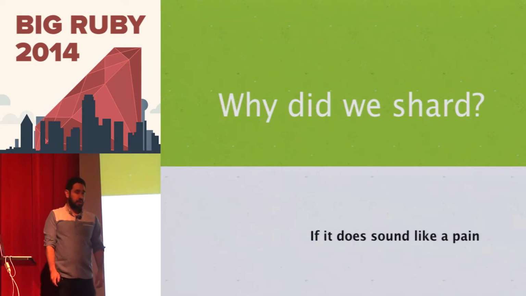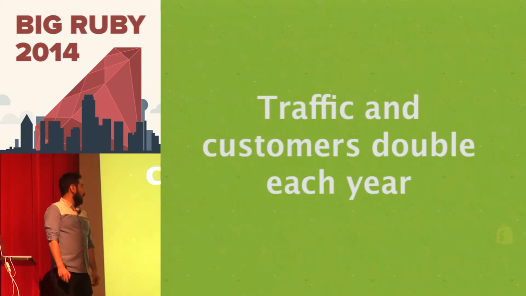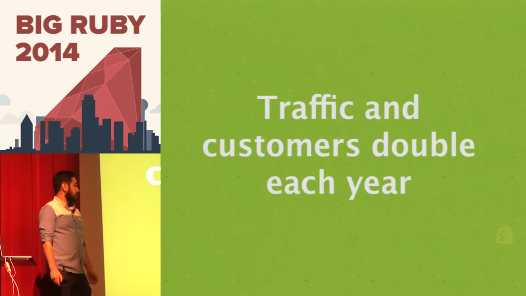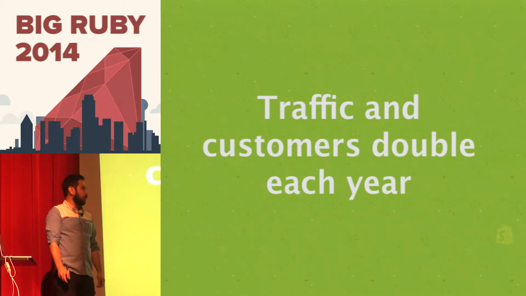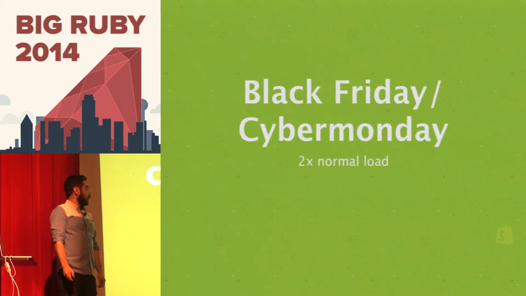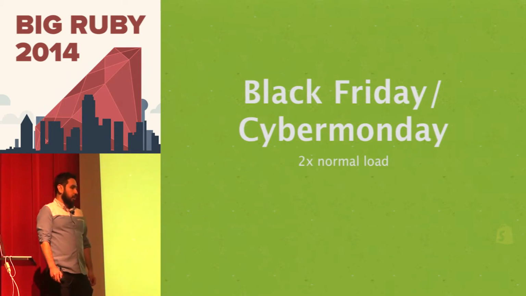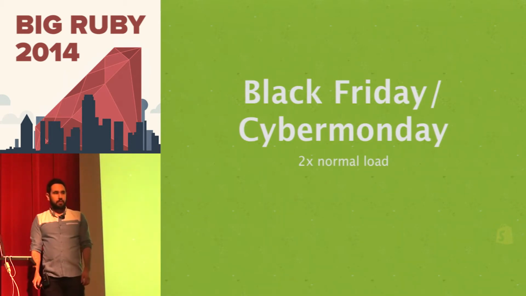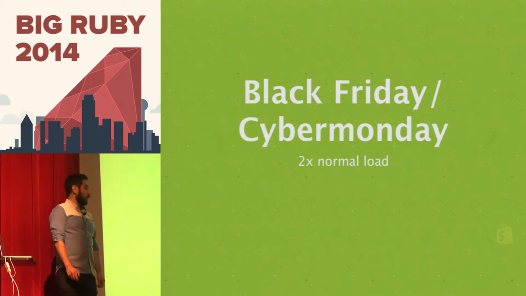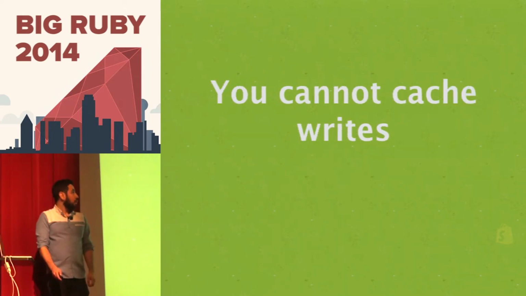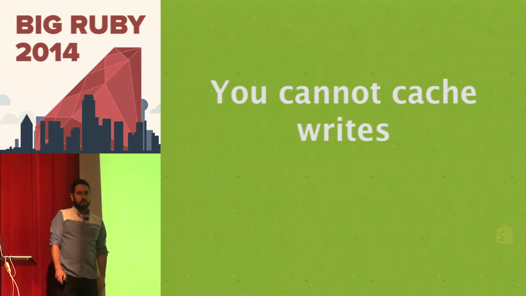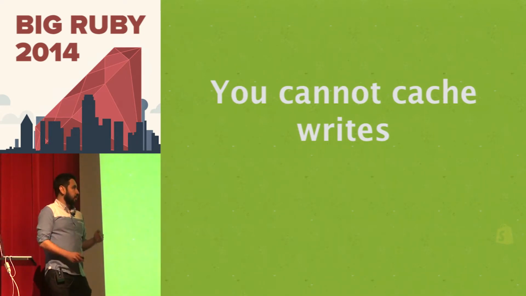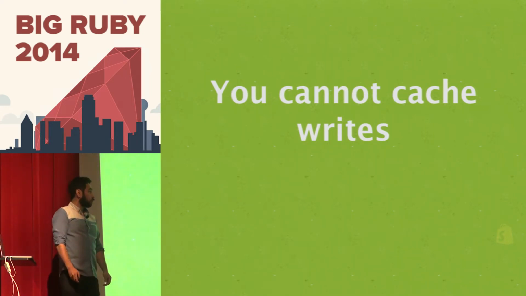So why did we actually shard? It happens that for the last 4 years or so, traffic and customers double each year. It just is the fact today. We also have Black Friday and Cyber Monday. Since we are an e-commerce platform, Black Friday and Cyber Monday are really, really hard for us. We have like twice the normal load. It is all writes. We can't cache anything because when people are buying, we have to be truly transactional. We have to actually make sure things get written, and there is no cache in any of that.